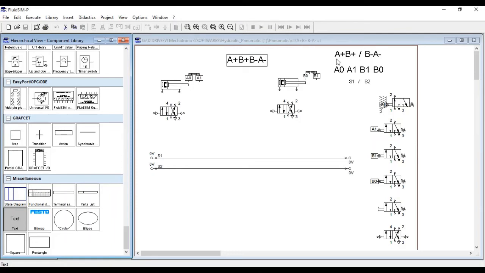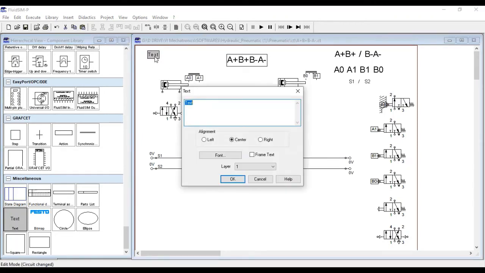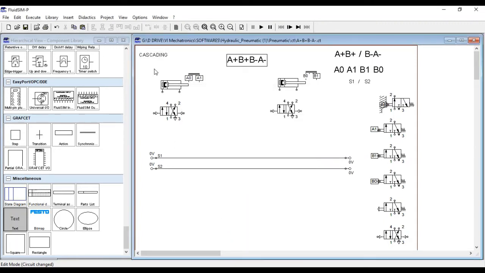You can say that this is nothing but cascading of pneumatic cylinders. So this is the cascading method. It is also very simple, just logic to be remembered. So as logic applied here for A positive, A0, B positive, A1, the previous one is to be complete.